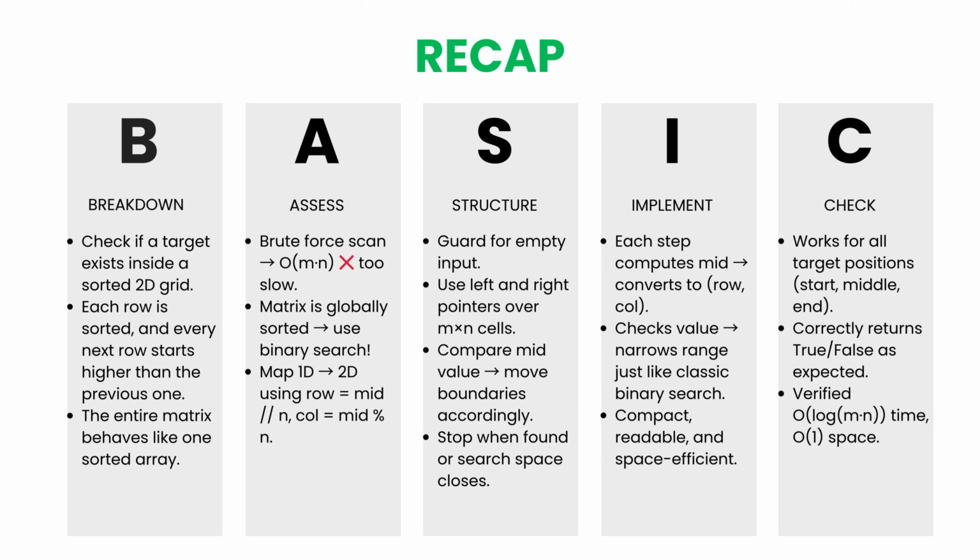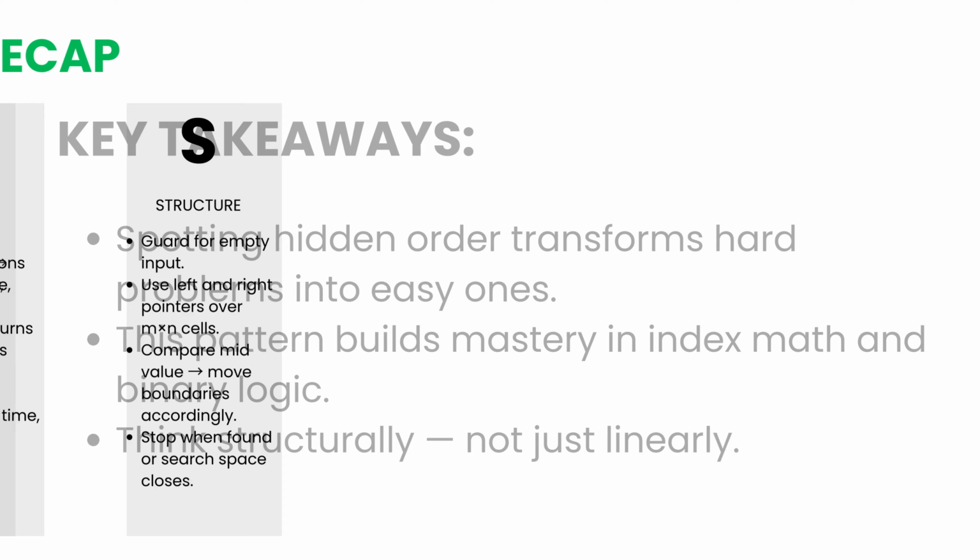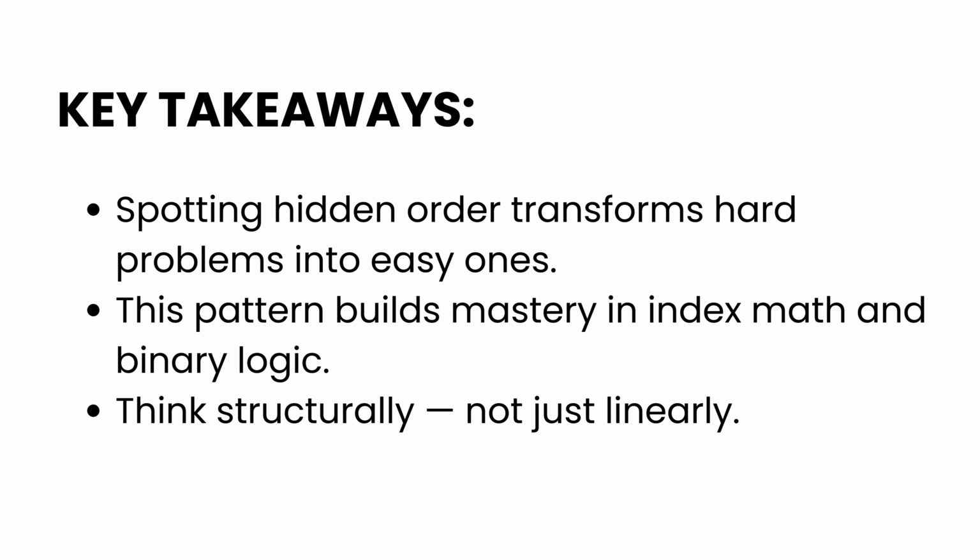Check recap. When we ran through multiple test cases, every result matched perfectly. The function correctly returned true for existing values and false for values that were missing. All outputs confirmed the O of log of m times n performance and flawless index mapping. The big takeaway? When problems look multidimensional, look for patterns that reduce them to one dimension. Spotting hidden order is a key interview skill, and mastering that mindset turns complex grid challenges into elegant binary search solutions.